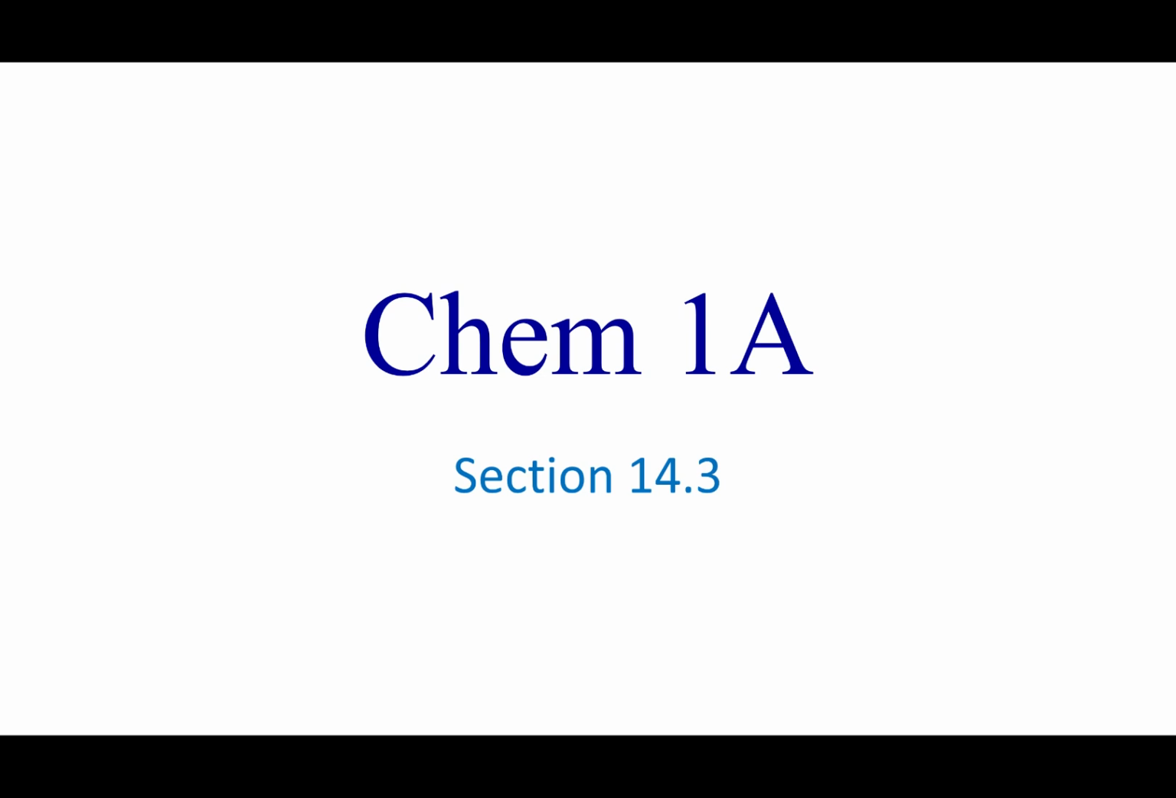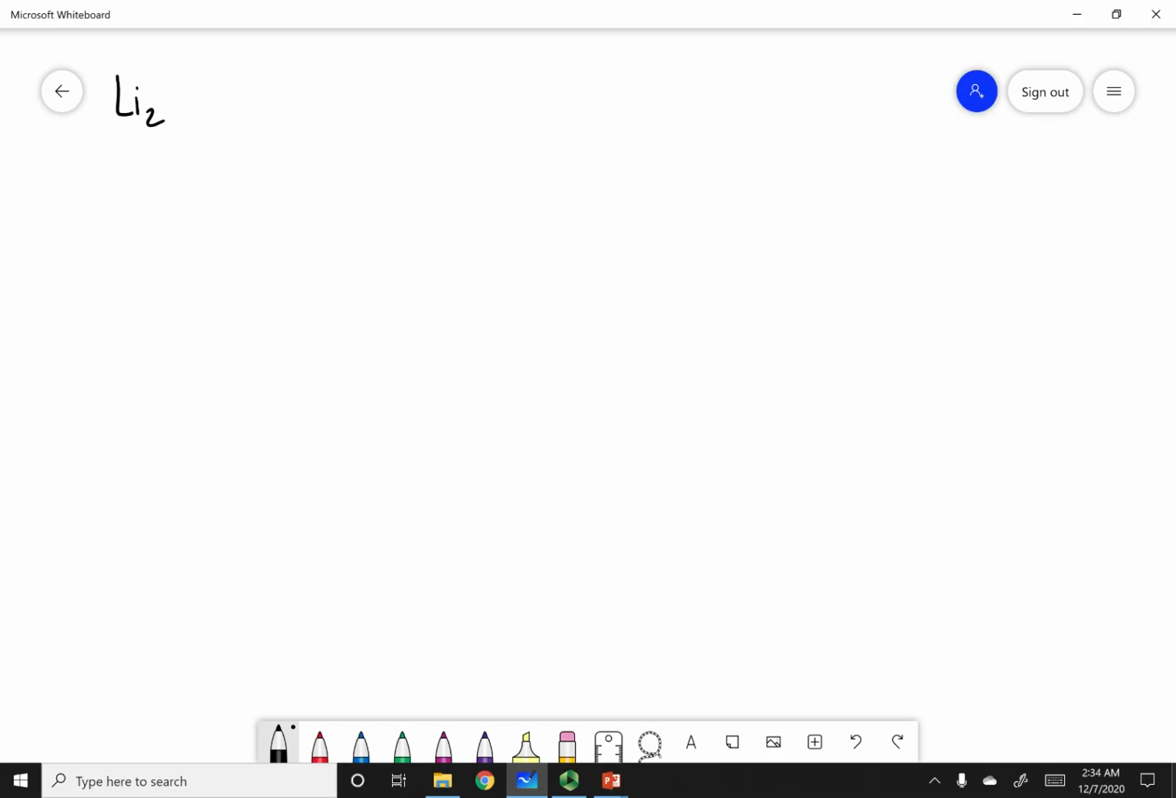Welcome to section 14.3. To start off this lecture, what I want to do is get us some practice drawing molecular orbital diagrams. So we're going to focus on homonuclear diatomic MOs. That means I want to draw the MO diagrams for Li2, Be2, B2, and so on across the second row of our periodic table. Let's start out with Li2, or dilithium.